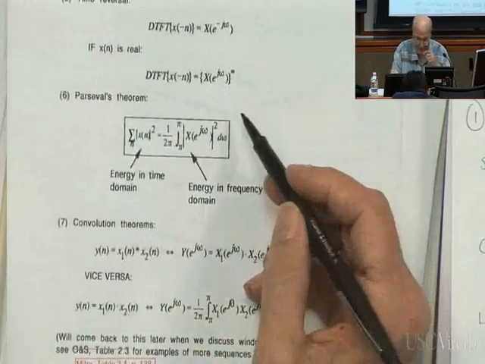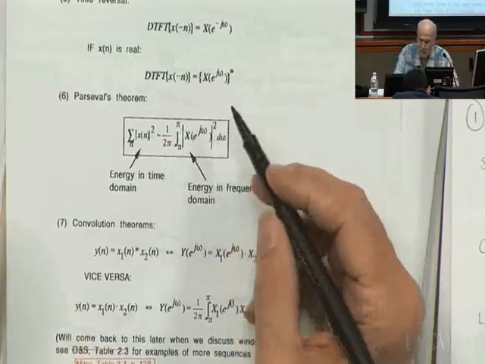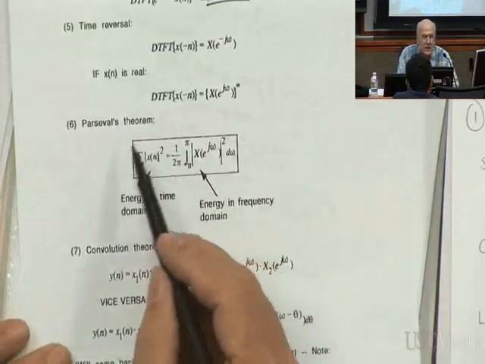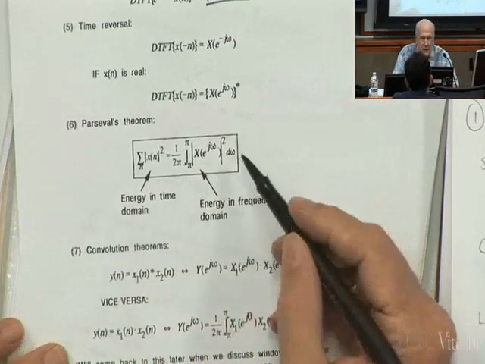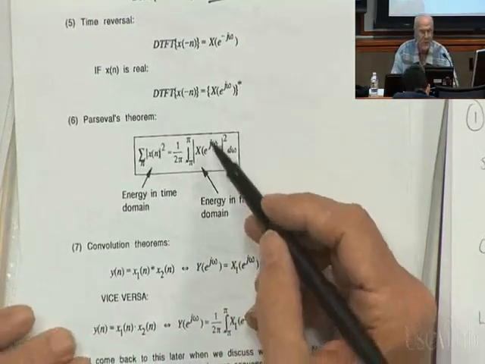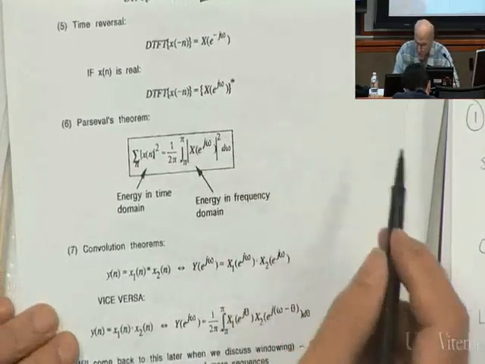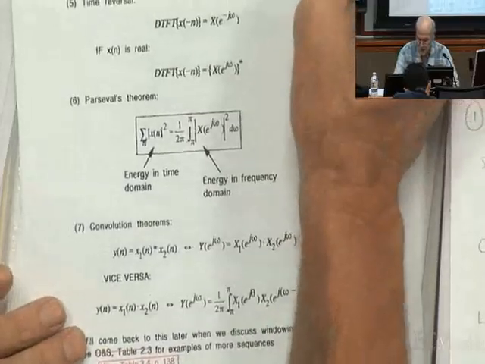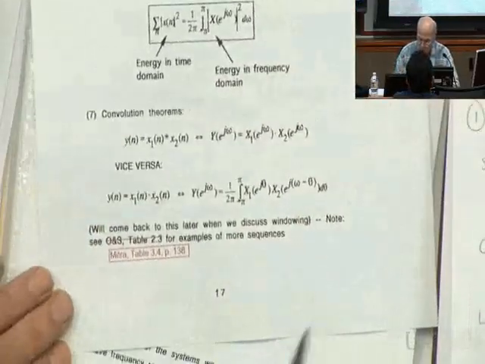And so on. This is what is called Parseval's theorem. What it says is that if you compute the energy in the time domain, and if you compute the energy in the frequency domain, now remember, in the frequency domain you actually have to do an integral, you'll get the same result. There's no loss of energy or anything by using this transform.